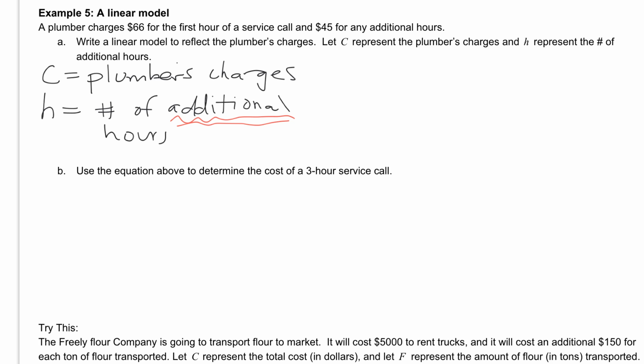So what we're looking for first is we need to find a slope and we need to find our y-intercept. Remember, our slope is going to be something that's happening for every additional hour. And our y-intercept is going to be an initial cost, an initial fee, a beginning amount of money that we have to pay. So it says a plumber charges $66 for the first hour. So everybody pays that $66. That's your initial amount that you're paying. That is our y-intercept. B is 66.